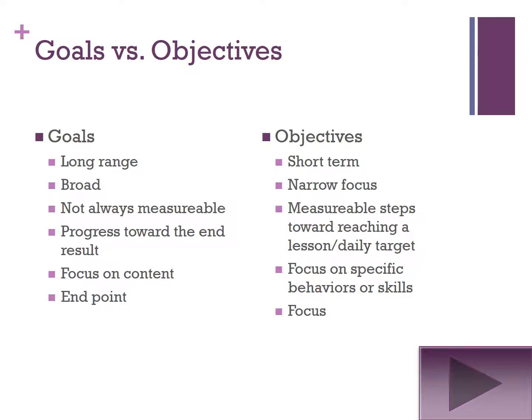Objectives tend to be much narrower in their focus. They include measurable steps that students have to take towards reaching the target for the lesson or for the day. And they tend to focus on specific behaviors or skills, where goals tend to focus on a specific point of content. In general, goals provide the end point. Where are we trying to get to in this class? And objectives provide a focus. What is our target to reach today in the grand scope of the course?